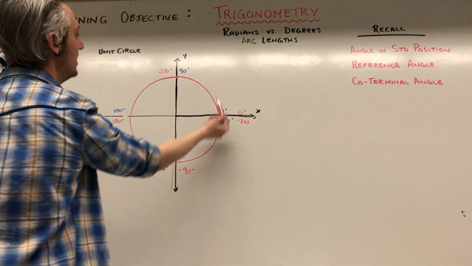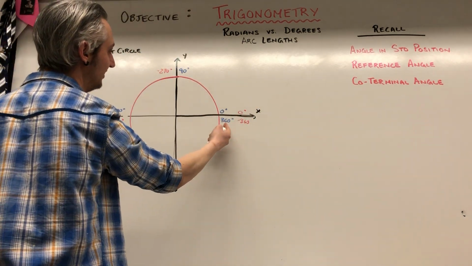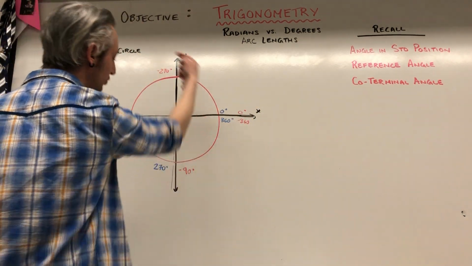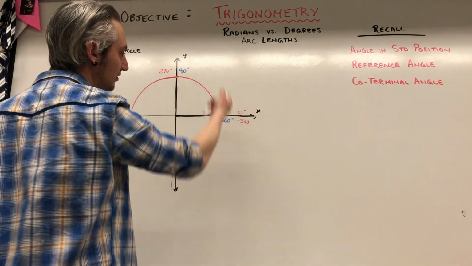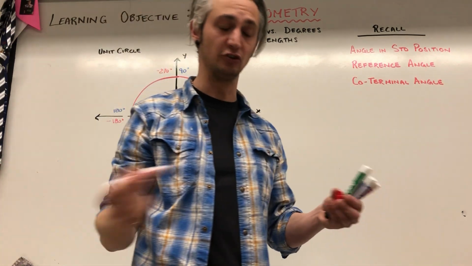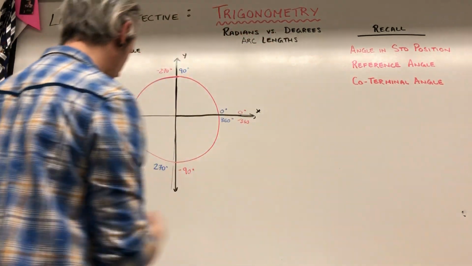If I keep going counterclockwise, once I hit 360, I just keep counting. So 2 rotations will be 720. Conversely, if I go clockwise, 2 rotations will be negative 720 degrees.